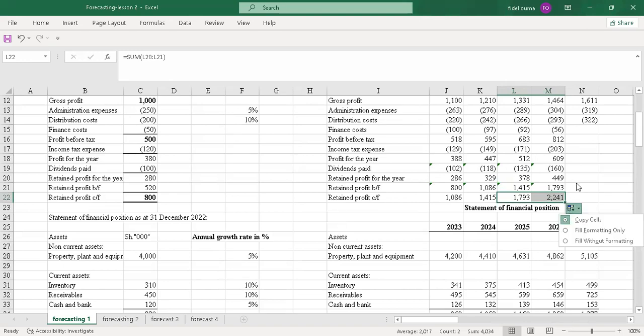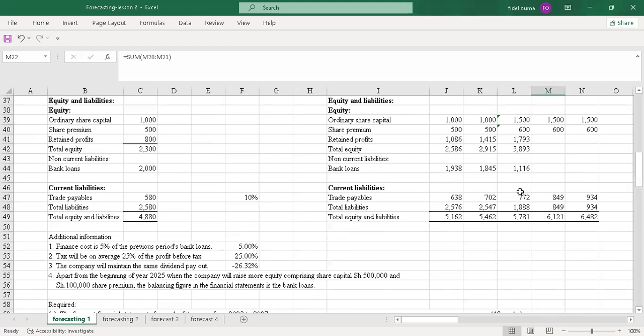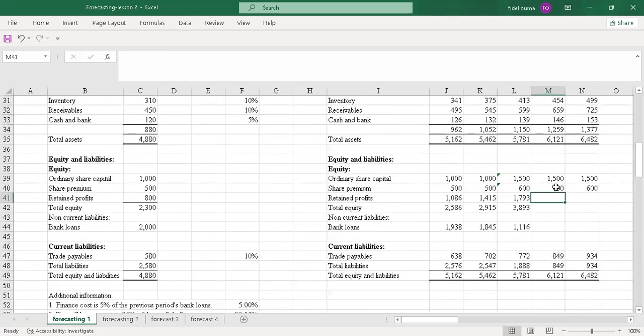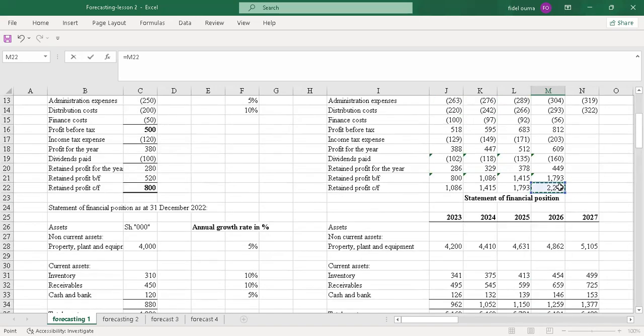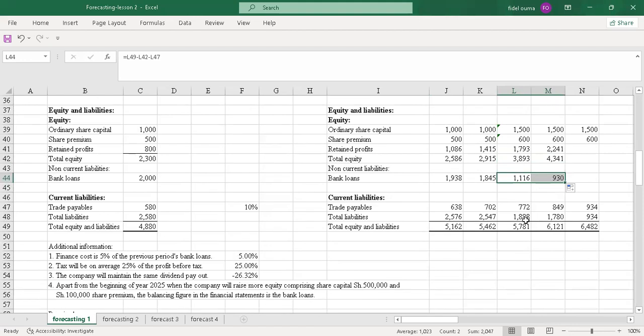So I'll have 2241 as the retained profit for 2026. So I'll come to 2026. So just come and select this, the retained profit. And once I've selected that, I just drag everything. So you drag, it will change. Yeah, the bank loan will change.